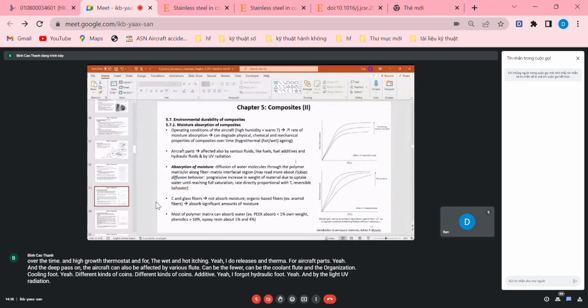And concerning the absorption of moisture, we have the diffusion of water molecules through the polymer matrix or along the fiber matrix interface region, until reaching full saturation.